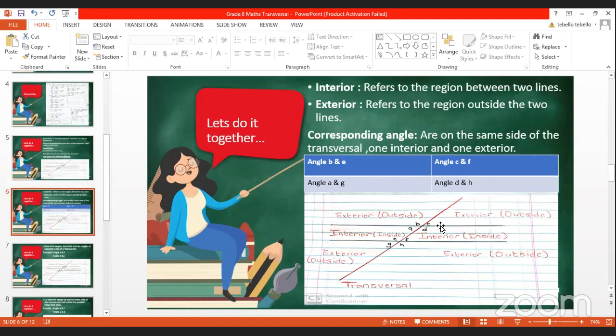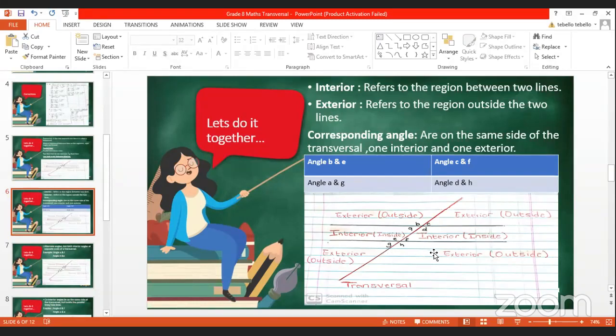So let's get on to corresponding angles. What are corresponding angles? Corresponding angles are on the same side of the transversal, one interior and one exterior. So here's our exterior and here's our interior. So one angle from exterior and one angle from interior. In this case, our first pair is B and E, and our second one will be A and G. That's our left hand side.